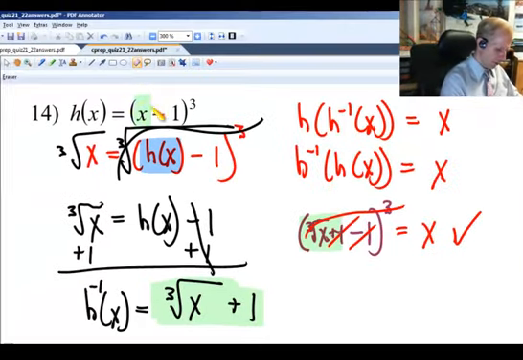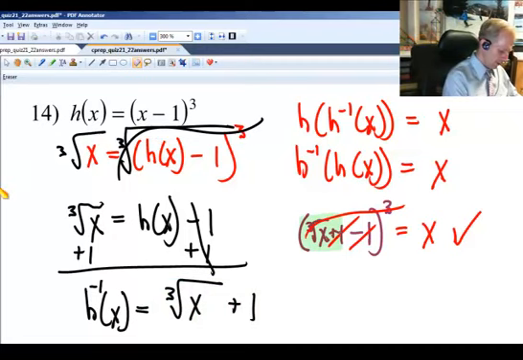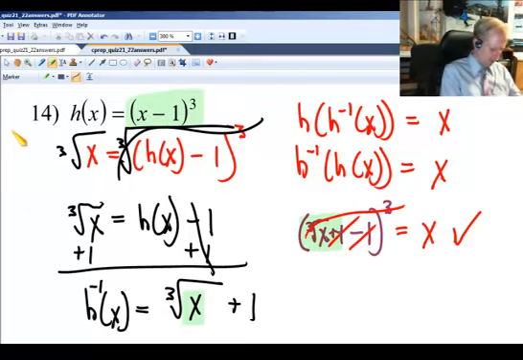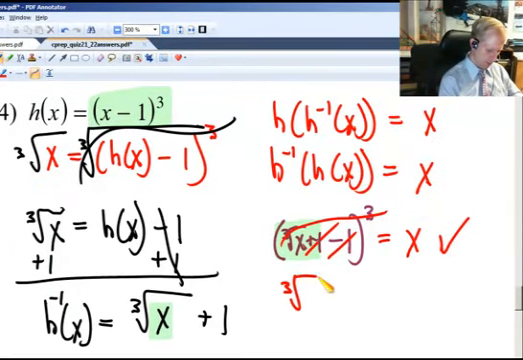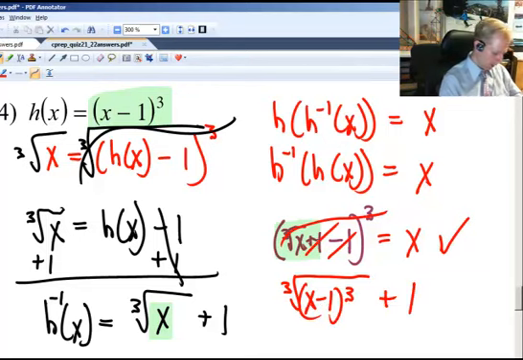Okay, now I'm going to go the other direction. Now I'm taking h of x and I'm substituting it in for x in h inverse of x. So when I do that, I get cube root of, and instead of x, I'm going to put x minus 1 cubed, and then plus 1.